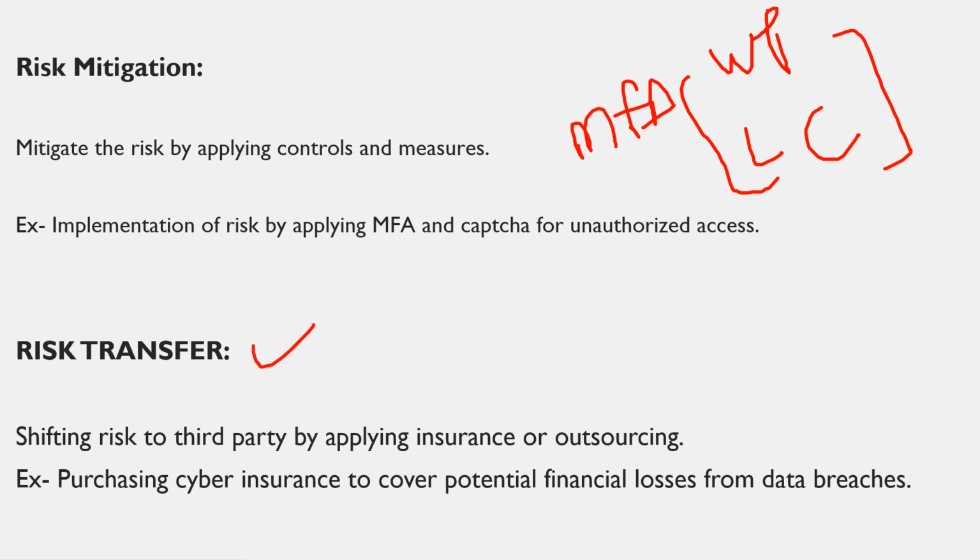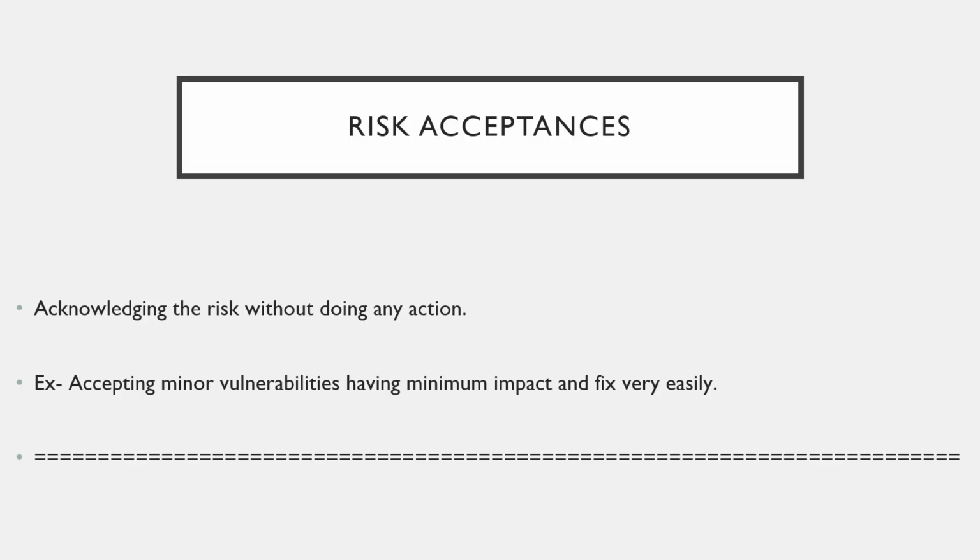Next is risk transfer, by hiring outsourcing. Hiring outsourcing and applying insurance is our risk transfer. That means we are transferring the risk to an external party. Example, purchasing cyber insurance to cover potential financial losses from data breaches. Very nice.